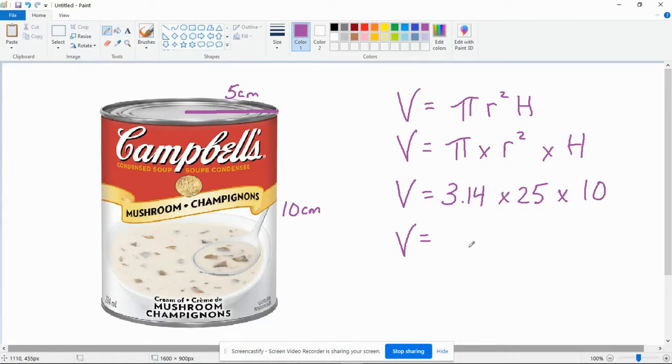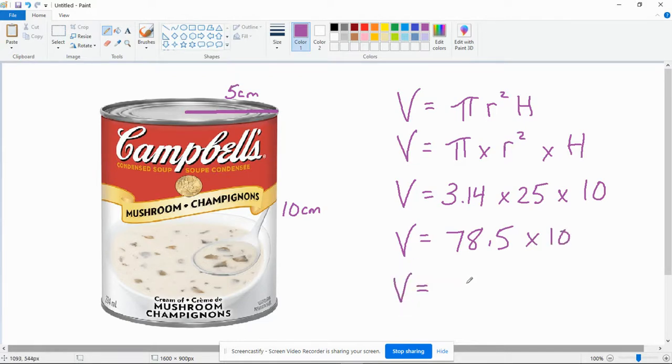I'm going to get my trusty calculator out here. I'm going to do this on my phone. You can always use a calculator here. 3.14 times 25 is 78.5. But you've still got to do the times 10 part.